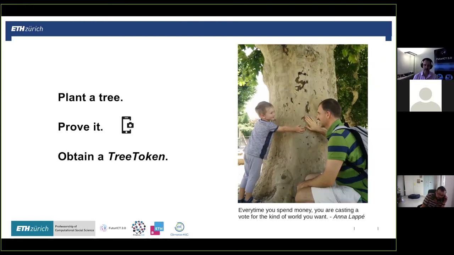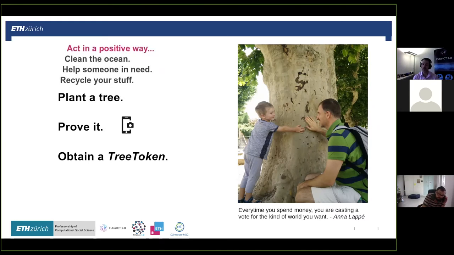So instead of using money, you plant a tree, you prove to the system that you planted a tree, and you obtain a tree token. Now we can have an extra session discussing what this tree token actually means. Is it CO2 capture capacity? Is it the wood? Is it the shadow? What is it? But that depends on the case and also on the definition of the community who created the tree token.